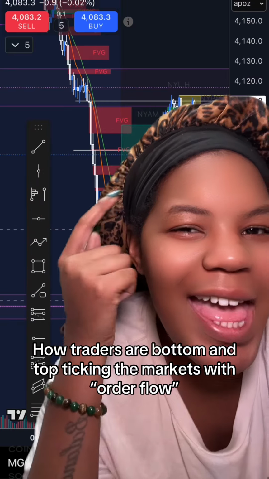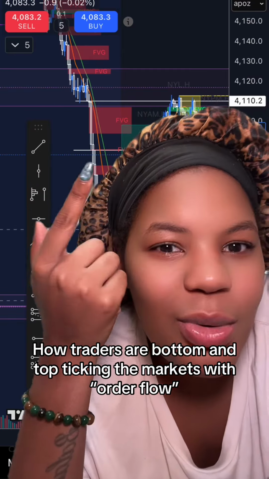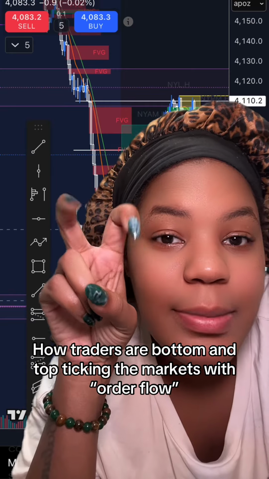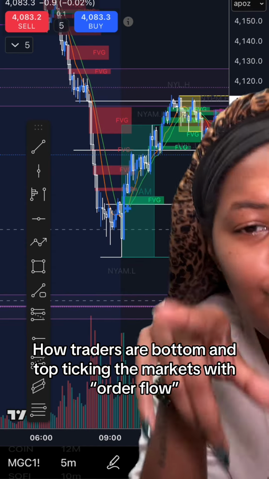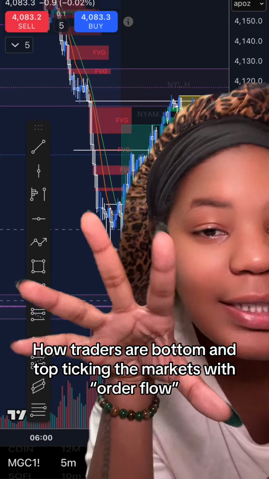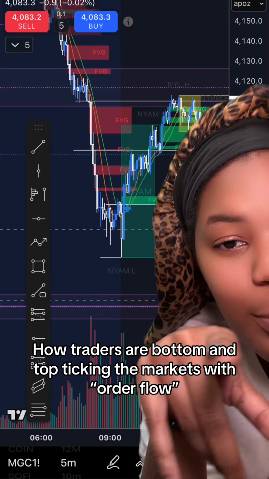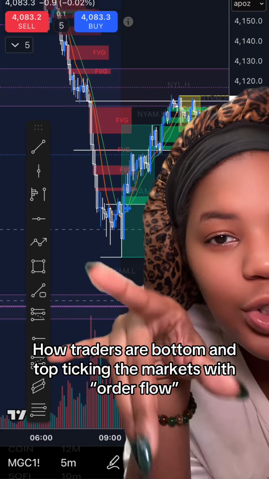However, I was like, let me add these levels because they do kind of work, and that's how they be bottom ticking and top ticking the market. So if you don't know how it's done, you do the big volume candles. It's the same thing as volume profile, whatever. Big volume candles, that's where orders, buyers or sellers, come into the market.